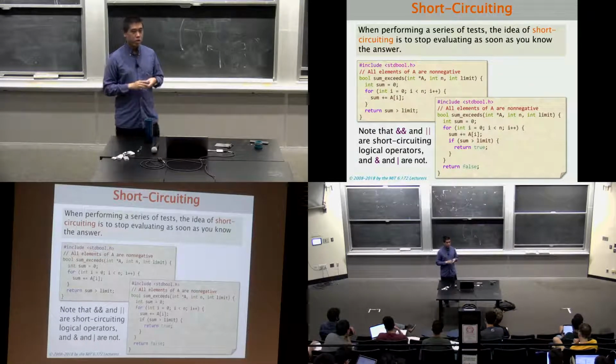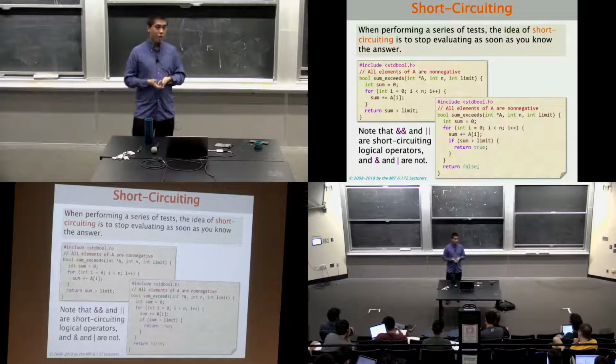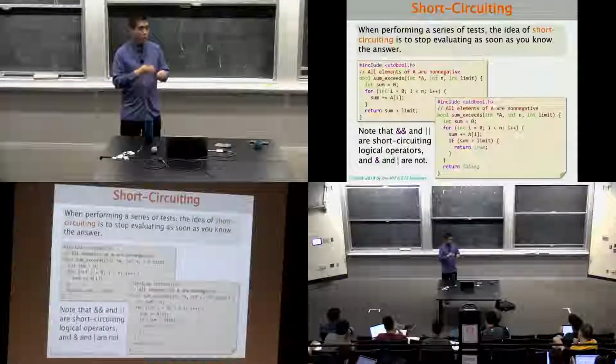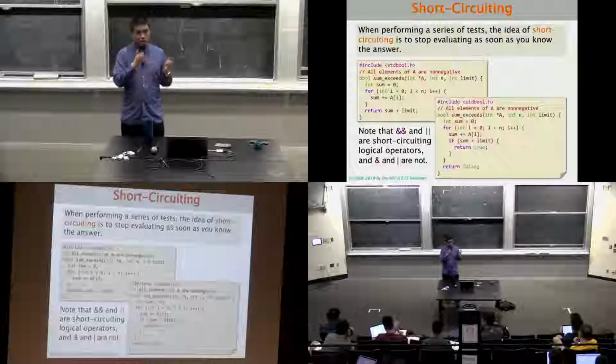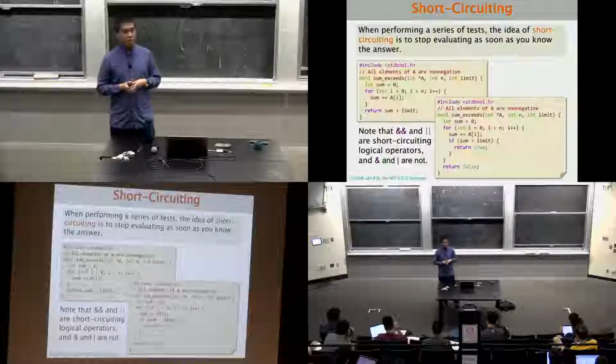Yes, one example is if you might possibly index an array out of bounds, you can first check whether you would exceed the limit or be out of bounds. And if so, then you don't actually do the index.